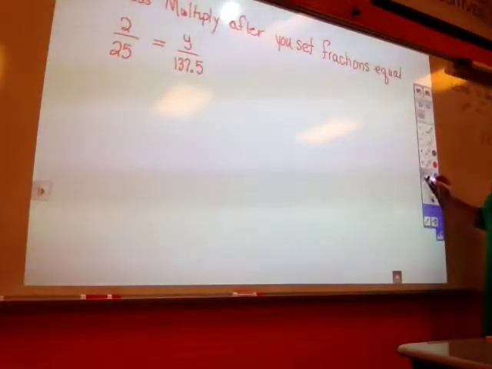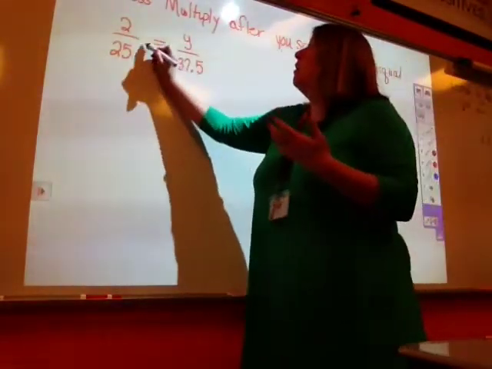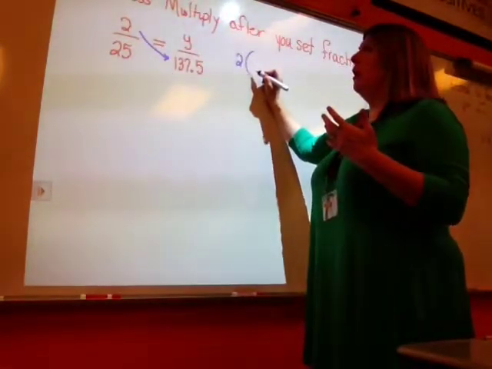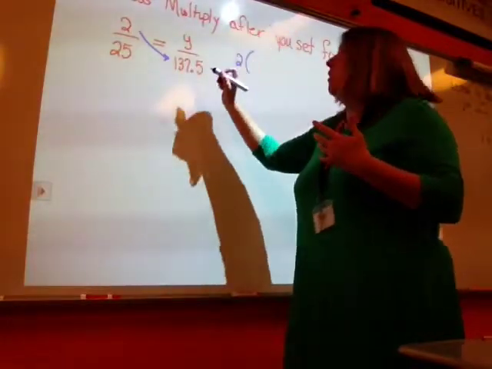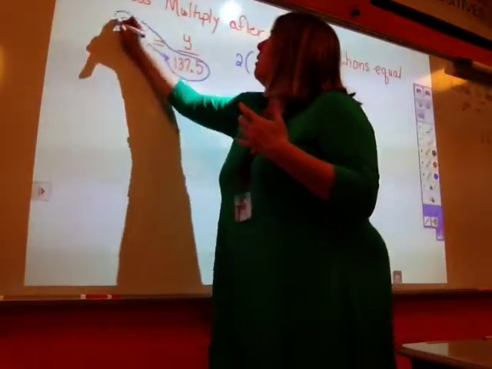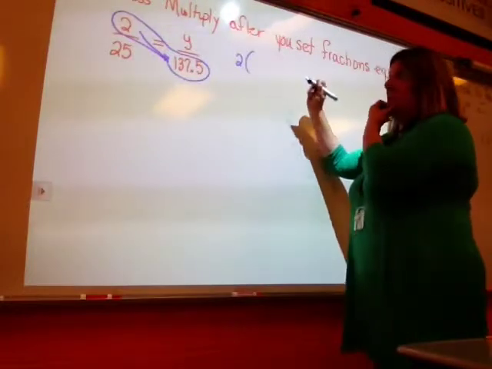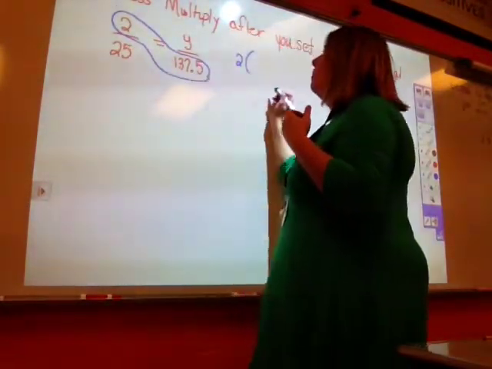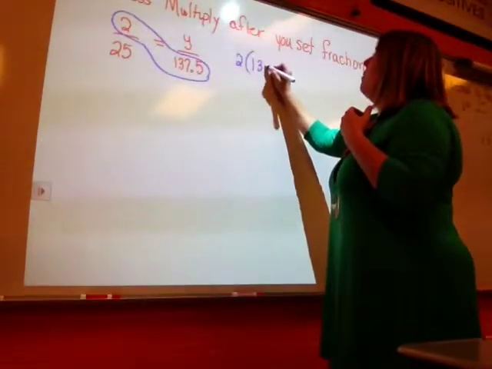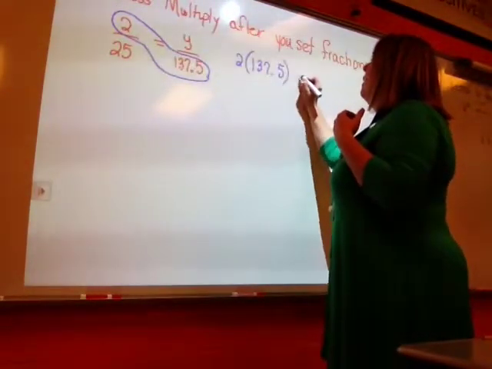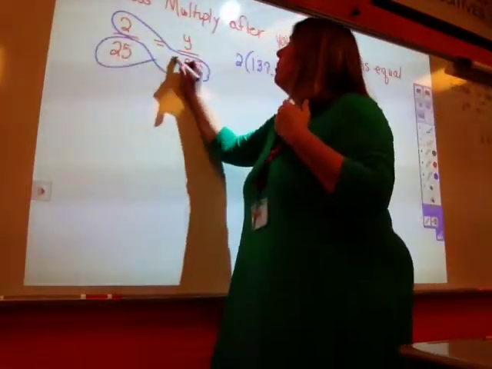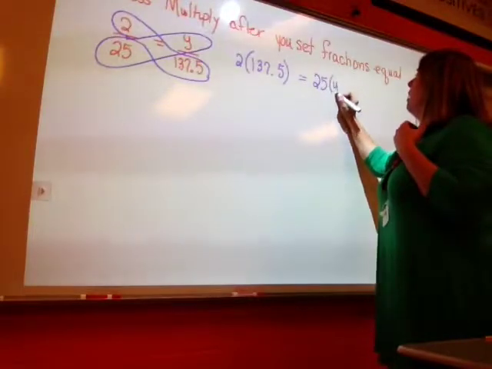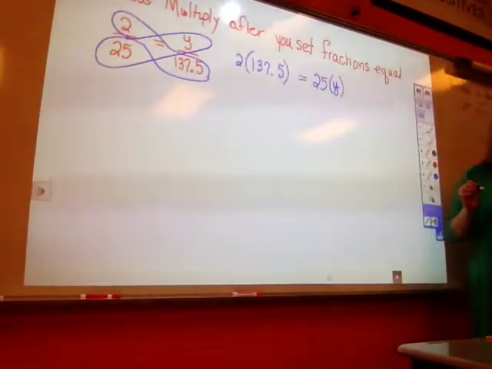Cross multiply. All right, so let's do that. We know how to cross multiply. So I'm going to do Miss Hoffman's butterfly. Is that where she draws the circles? Yeah. Okay. It's not a very good butterfly. There we go. So we're going to do 2 times 137.5, and that's going to equal 25 times y. Can we all agree with that?